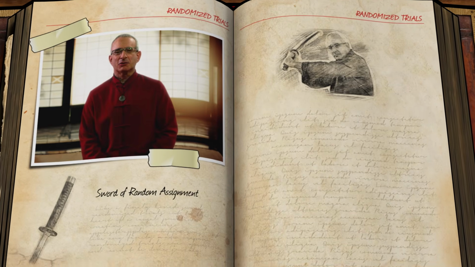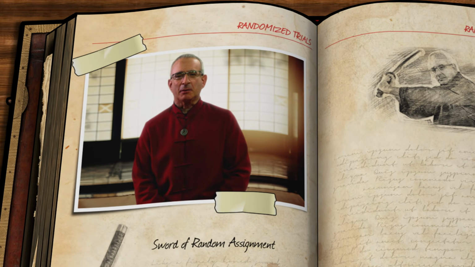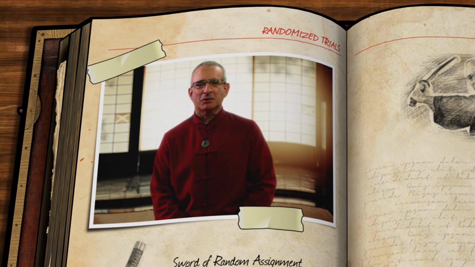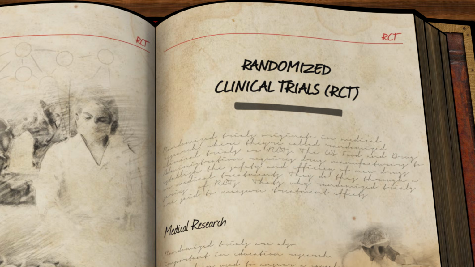Like a finely honed sword, randomized trials cut to the heart of a causal problem, creating convincing apples-to-apples comparisons. Yet, like any finely made weapon, randomized trials are expensive and cannot be done quickly. Randomized trials originate in medical research, where they're called randomized clinical trials, or RCTs.